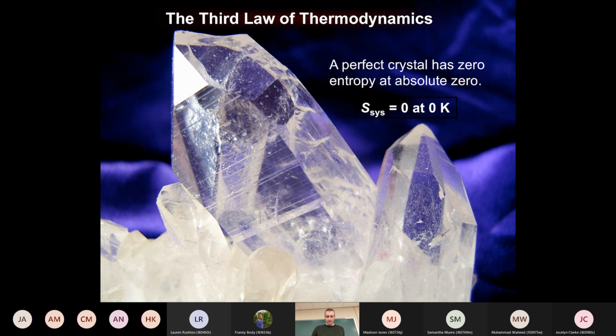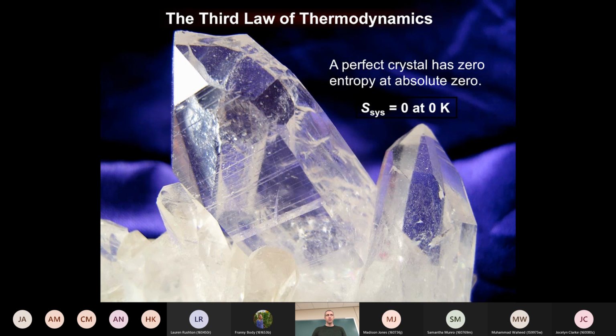The third law of thermodynamics provides us a starting point from which we can calculate the delta S of a system. Then we put the system and the surroundings together, and then we have the universe, and then we can figure out if a process is spontaneous or not. The third law of thermodynamics just says a perfect crystal has zero entropy when it's at absolute zero.